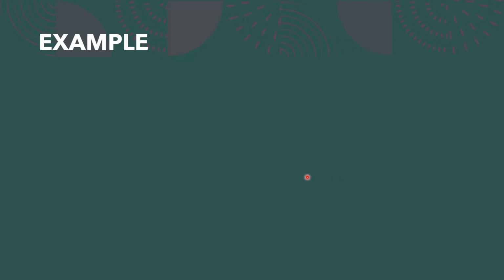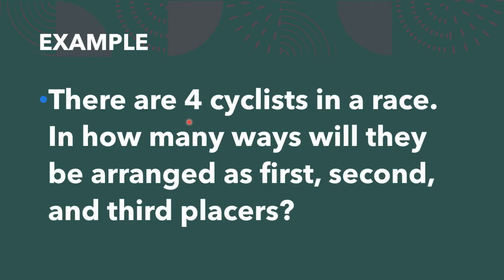Let's have some example situation. There are 4 cyclists in a race. In how many ways will they be arranged as first, second, and third placer? So in this situation, we're going to use the 4 techniques in counting events.